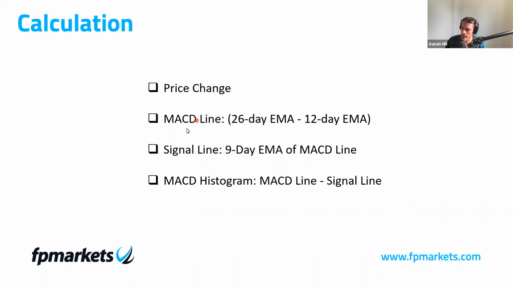And then the signal line is a 9-day EMA of the MACD line. And the MACD histogram is a derivative of the signal line and the MACD line. So it's always a derivative. The MACD line is the derivative of price. The signal line is a derivative of the MACD line. And the MACD histogram is a derivative of the signal line as well as the MACD line. Okay, so look, you don't really need to understand this as basics, but I really encourage you to look into the calculation, as it certainly helps you understand the dynamics behind the indicator.